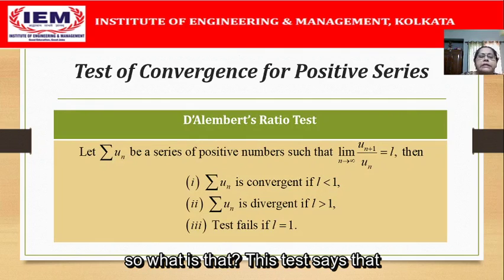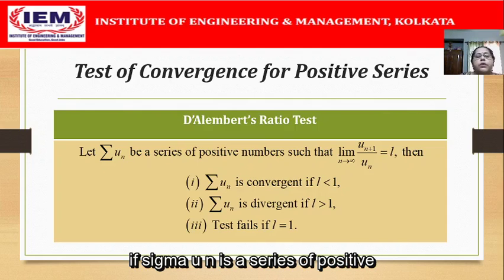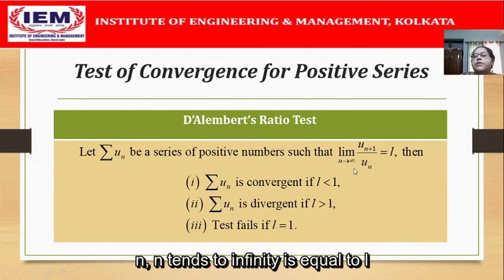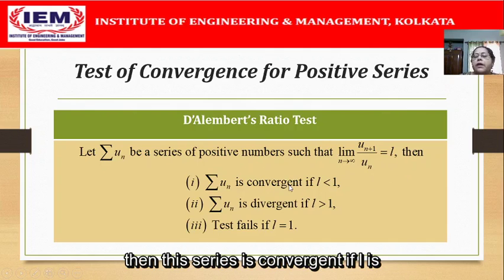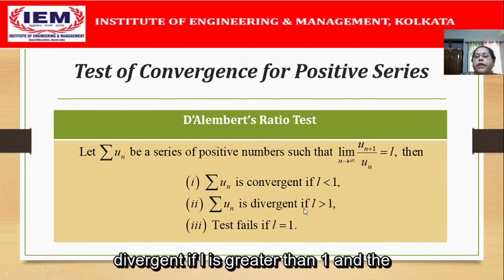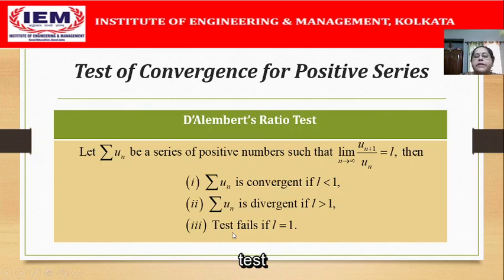So, what is that? This test says that if sigma un is a series of positive terms such that limit n tends to infinity of un plus 1 by un is equal to L, then this series is convergent if L is less than 1, divergent if L is greater than 1, and the test fails if L is equal to 1.